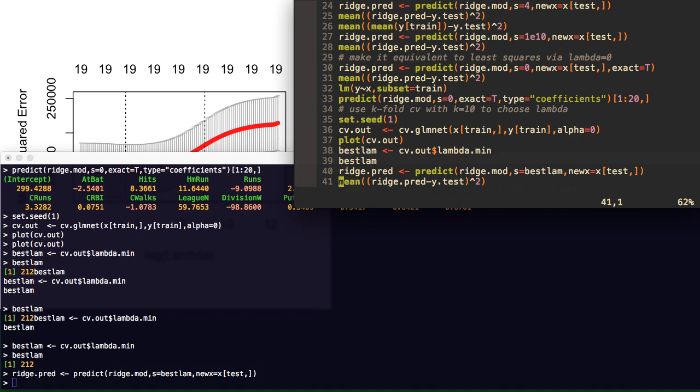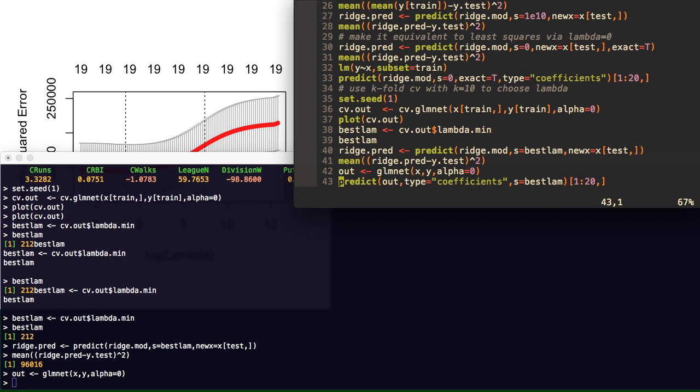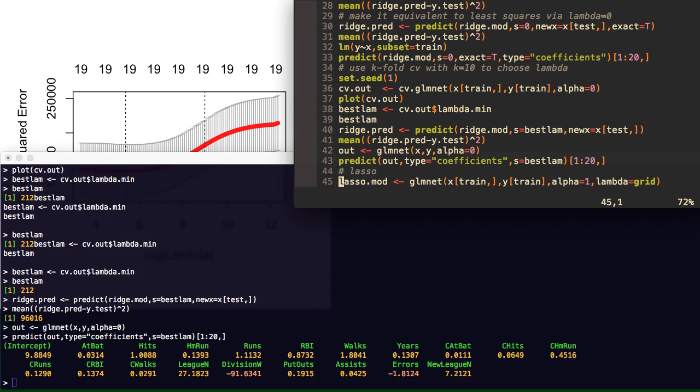So that's obviously a far cry from lambda equals 4, which we were doing before. So here is the model using best lambda. We've saved this as a variable, which is just 212. And so here are the coefficients for our prediction using best lambda.